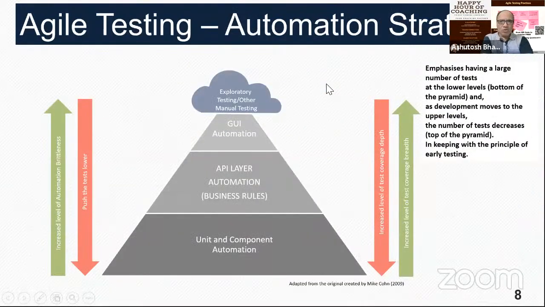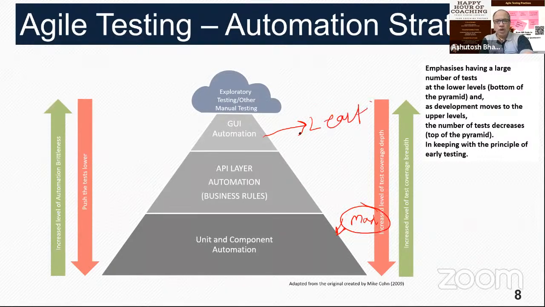Now coming to the automation strategy per se, one fundamental mistake we all make is that maximum automation happens at the GUI level. But the classic pyramid of test automation in an agile world says that at the lowest level of the pyramid, maximum automation should happen for your unit and component test cases, and the least amount of automation should happen for GUI automation.